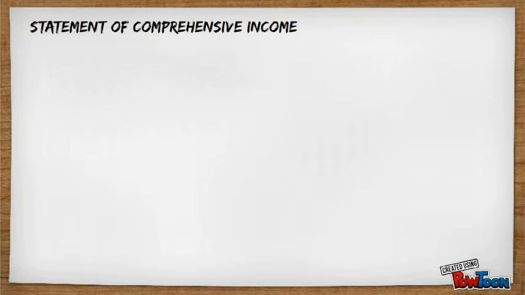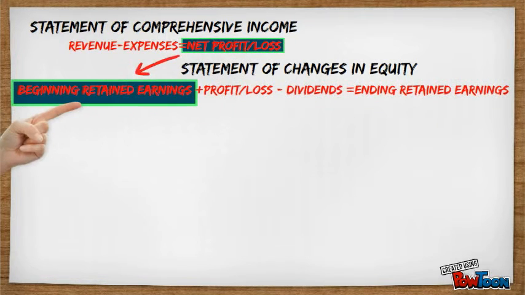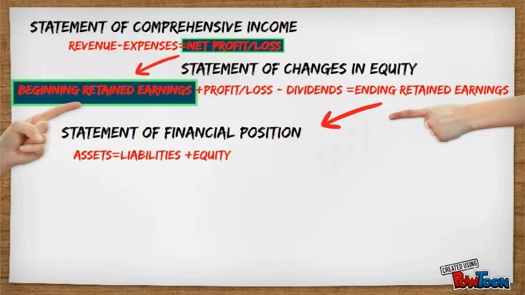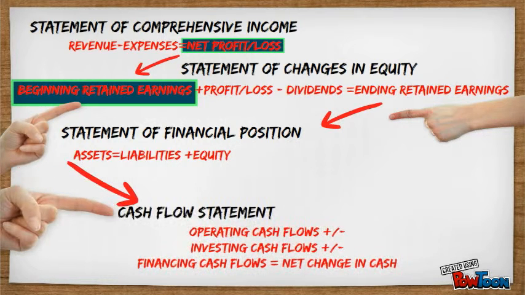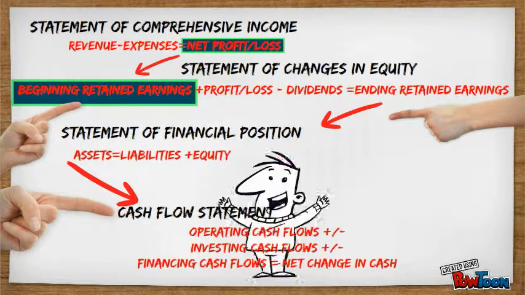So we just looked at the four financial statements, so now let's see how these statements link to each other. We start with the statement of comprehensive income, the formula for which is revenue minus expense equals net profit or loss. The figure of net profit or loss goes into the statement of change in equity. As we previously discussed, the change in equity formula is beginning retained earnings plus profit or loss minus dividends equals ending retained earnings. The ending retained earnings goes to the statement of financial position as the balance of retained earnings. Finally, the ending balance of the cash flow statement should agree with the balance in cash on the statement of financial position.